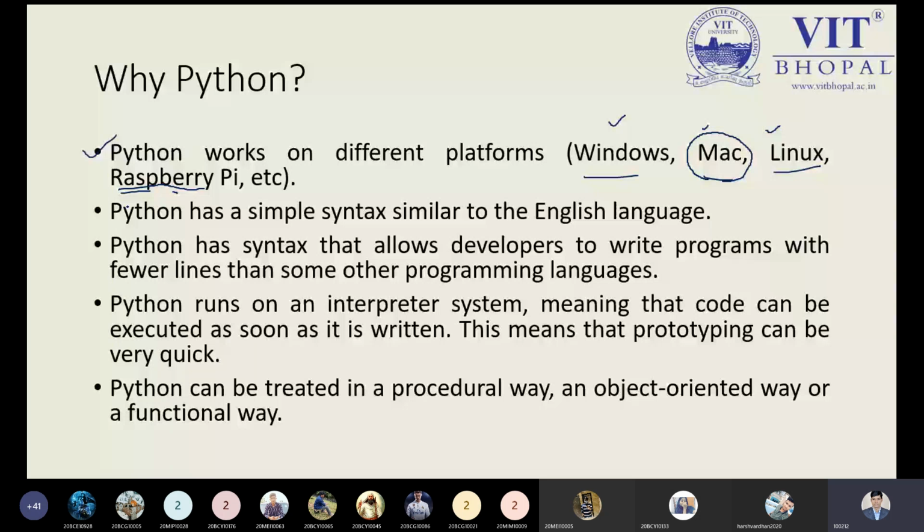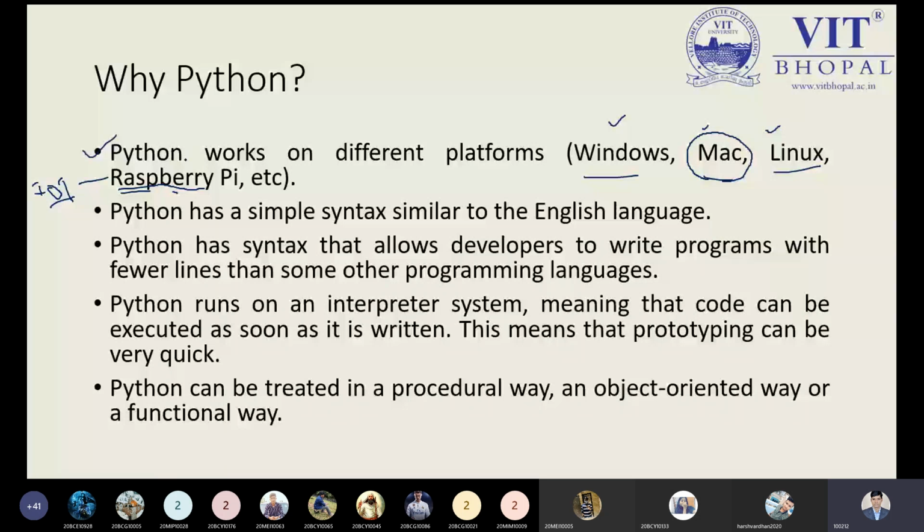A Raspberry Pi is basically a machine with hardware and software. It is used to implement Internet of Things problems. Suppose we have a problem related to the Internet of Things, IoT in short, we can implement such a thing using the Python programming language. So Python supports this kind of thing. This is a good point.